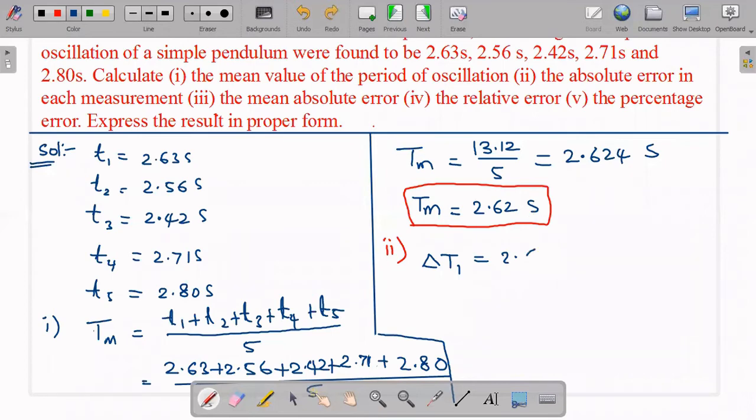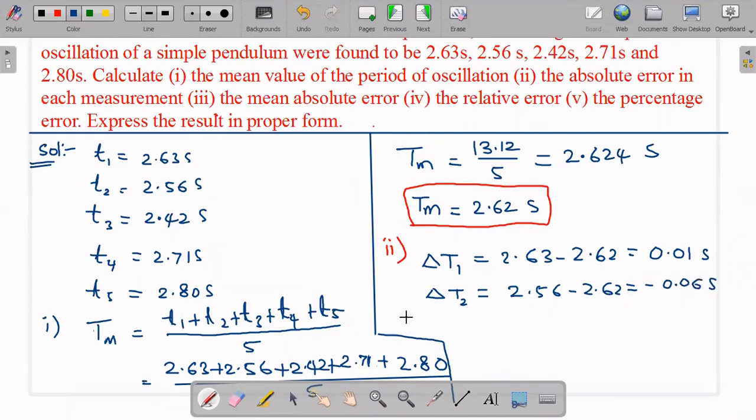Delta T1 is 2.63 minus 2.62. How much are we getting? 0.01 seconds. Next, delta T2 is 2.56 minus 2.62. What do we get? Minus 0.06, and anyhow we have to take the modulus, so it will become plus, 0.06 seconds. I am not taking the modulus here itself.